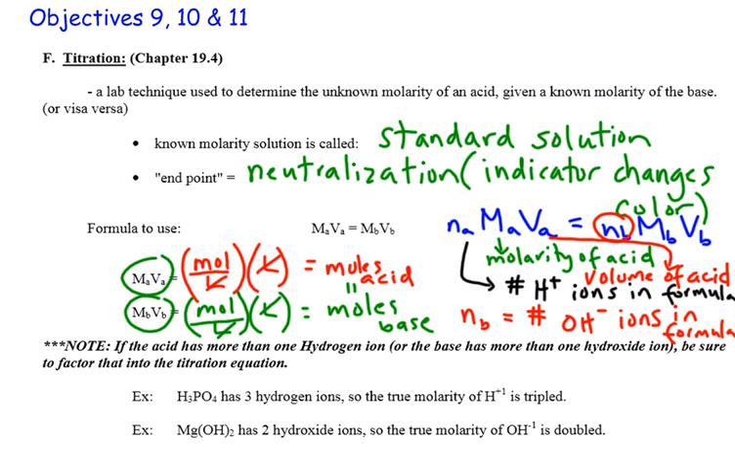Now, the note that it says here, if the acid has more than one hydrogen ion or the base has more than one hydroxide ion, be sure to factor that into the titration equation. That will be taken care of if you use the Na and the Nb. If you have two hydrogens or three hydrogens, in this example, H3PO4 has 3 hydrogen ions, so what that effectively does is it triples the molarity of the acid. The second example, magnesium hydroxide, has 2 hydroxide ions, so that effectively doubles the molarity of the base, and that would be factored into your equation when you use the N's. All right, let's try a few of these examples.